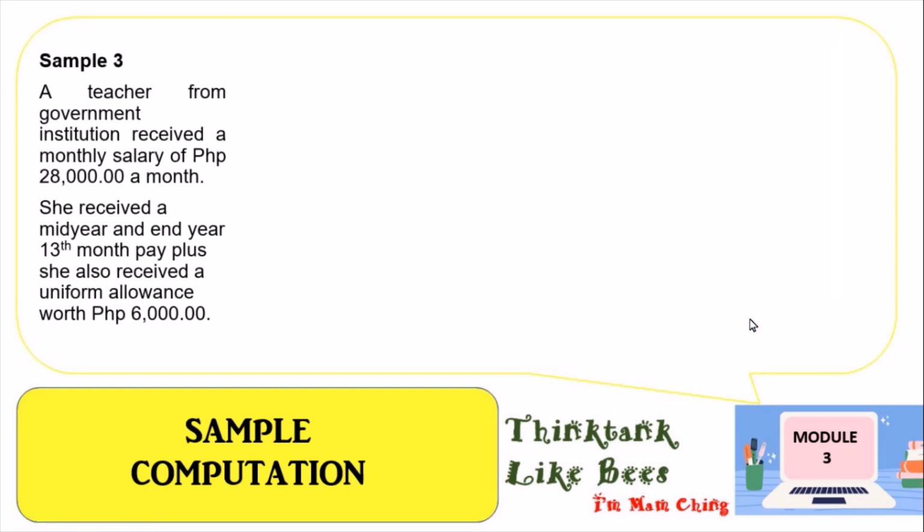So, let's continue with the last example, sample number 3. A teacher from a government institution received a monthly salary of 28,000. She received a mid-year and year-end 13th-month pay, plus she also received a uniform allowance of 6,000. So, how do we compute for that?